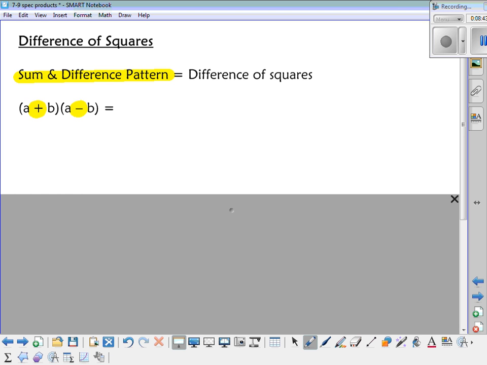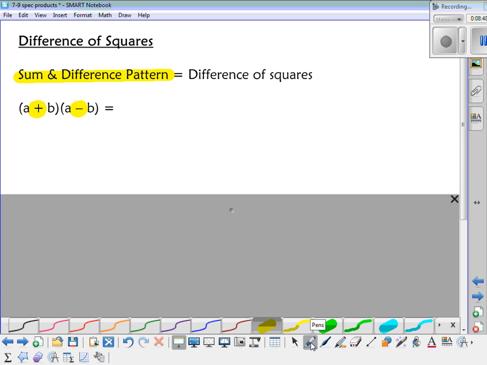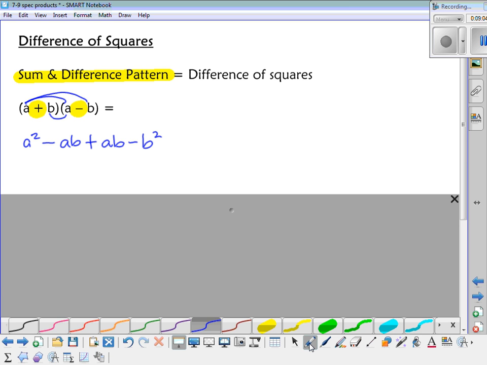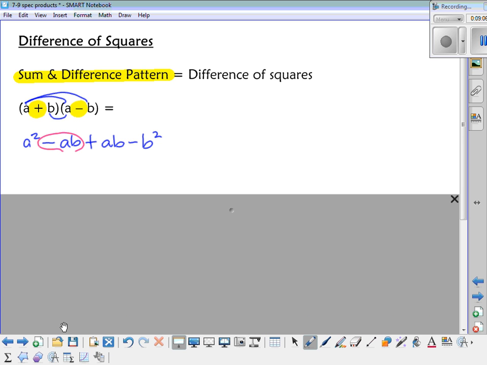Now, when we did our notes yesterday, we had some that worked out this way. Because if I go ahead and distribute, a times a, I get a squared. A times negative b, I get negative ab. Here I get another positive ab, excuse me. And then negative b times positive b is negative b squared. So in the middle here, I've got a negative ab and a positive ab. They cancel each other out. And I'm just left with a squared minus b squared.